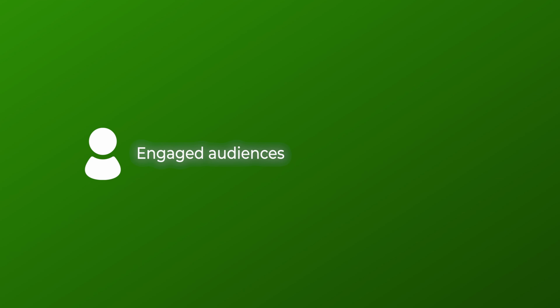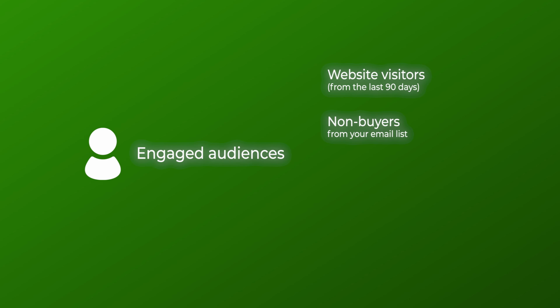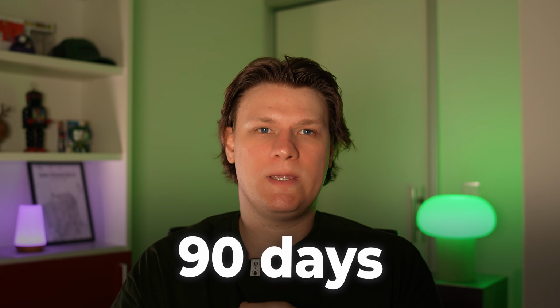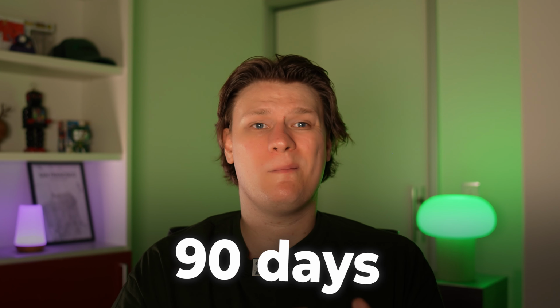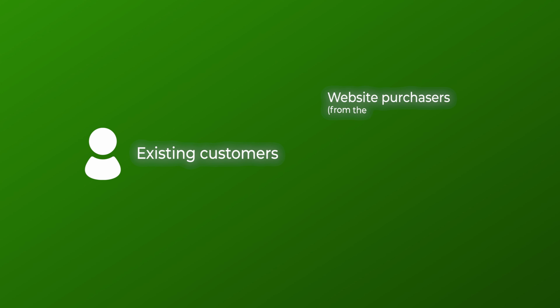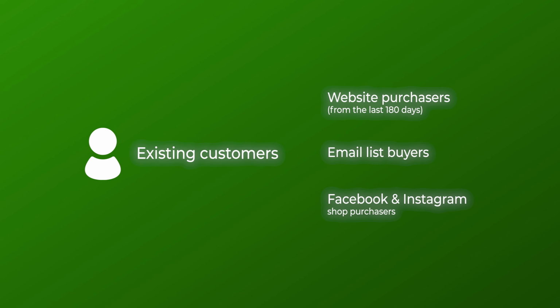Before I show you how to set up audience segments, here are a couple of audiences we recommend using. For the engaged audiences, we recommend website visitors from the last 90 days, non-buyers from your email list, catalog viewers from the last 90 days, and Facebook and Instagram shop viewers. 90 days is just a sweet spot because it keeps the audience warm but not stale. Anything beyond that, and engagement tends to drop off sharply. And for existing customers, create website purchases from the last 180 days, email list buyers, and Facebook and Instagram shop purchases.